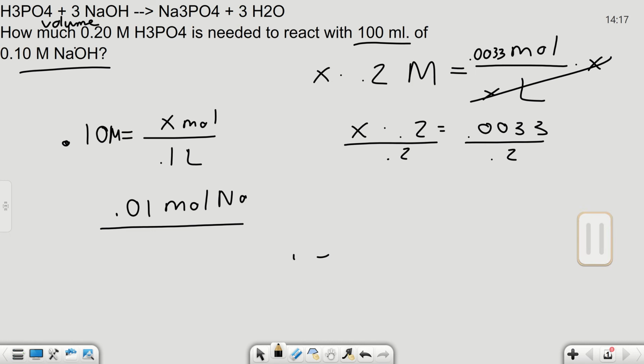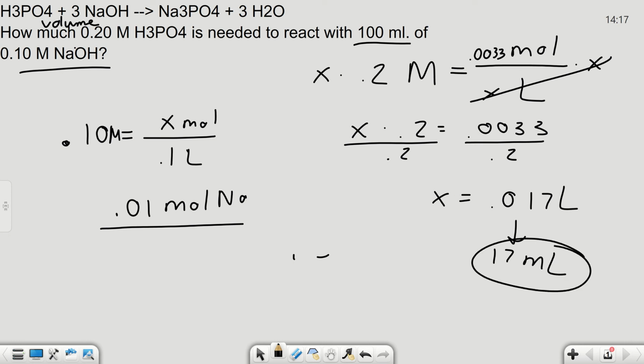I'm going to erase this down at the bottom here. And I get divided by 0.2. And x is equal to 0.017 liters, which is basically 17 milliliters. Okay, getting me back to my 2 sig figs, essentially. 17 milliliters is what I have.